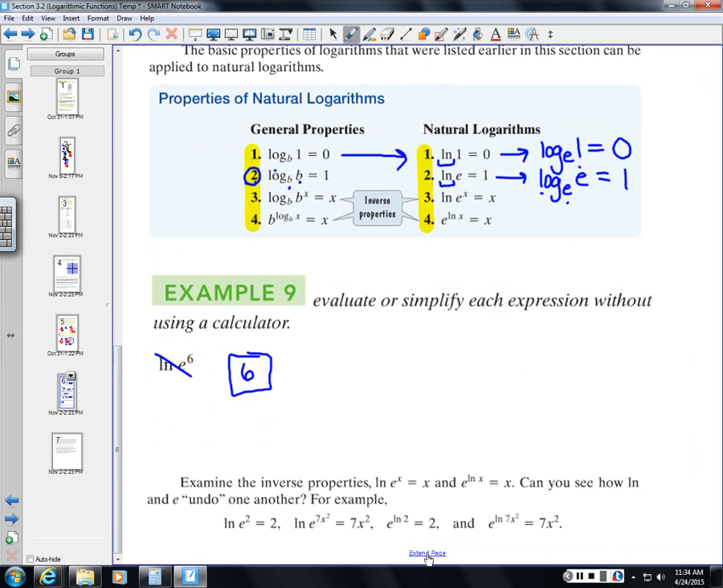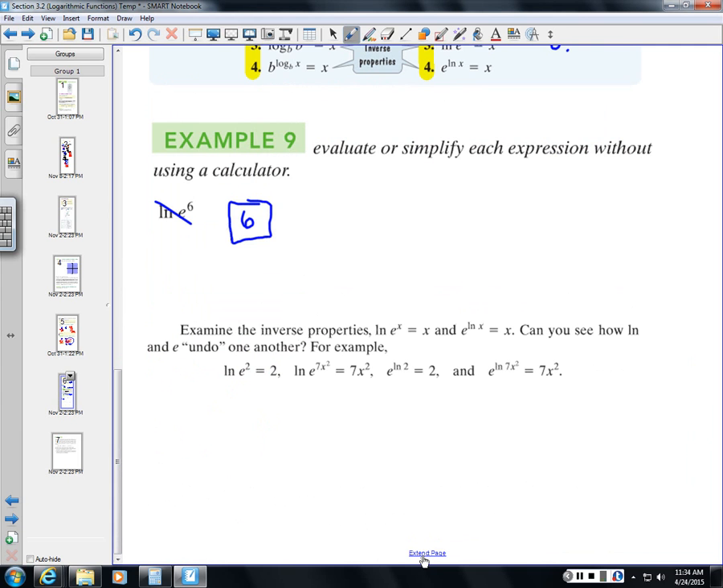Now, one other thing that I've added in here that you need to pay attention to is the connection between the ln and the e, and the process that they actually undo each other. For instance, right here, hopefully you can see this connection that ln of e squared, the ln and e cancel each other out, and your answer is just 2. Here, the ln and the e just cancel out, and you're left with the 7x squared. Here, if you have e raised to the ln of 7x squared, the e and the ln cancel each other out, and all you're left with is the 7x squared.